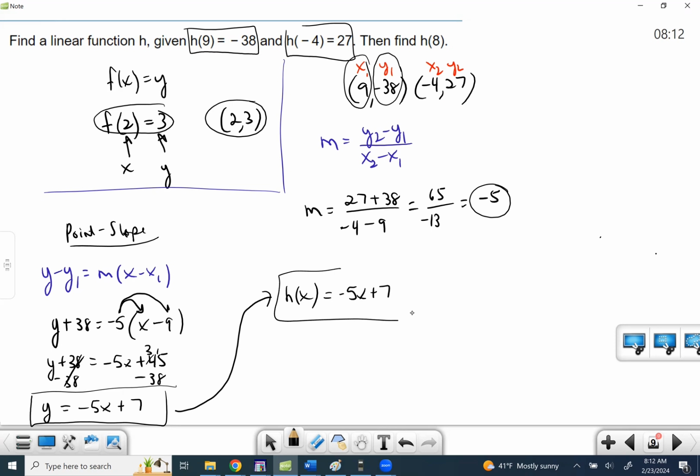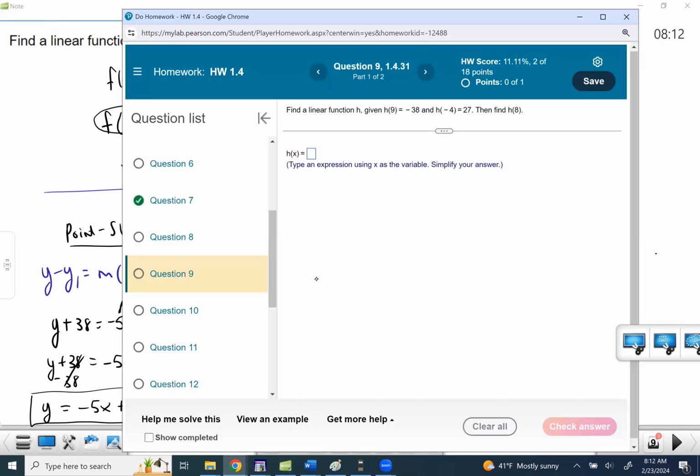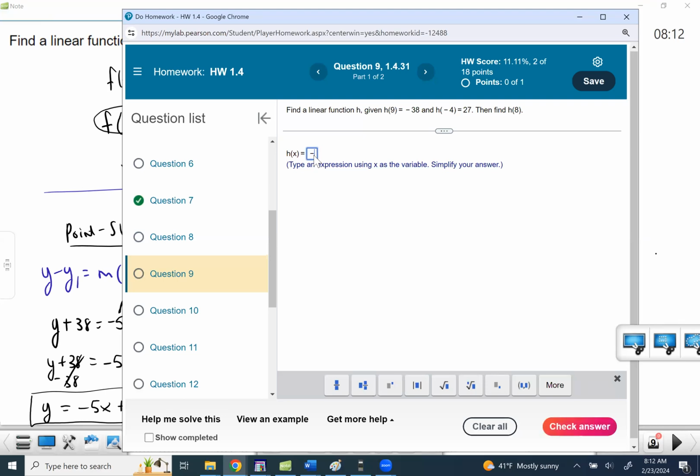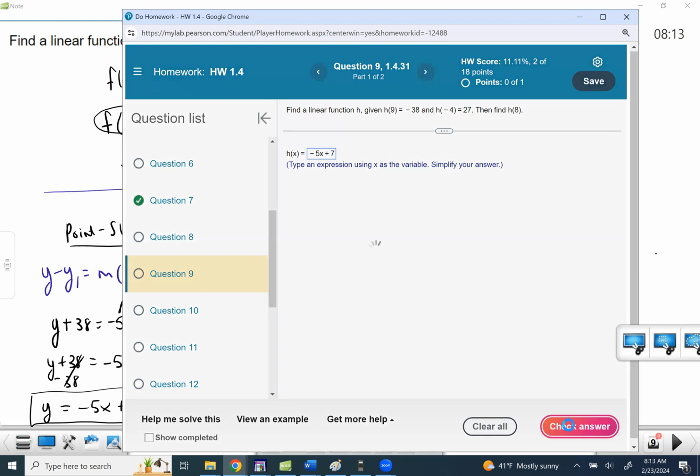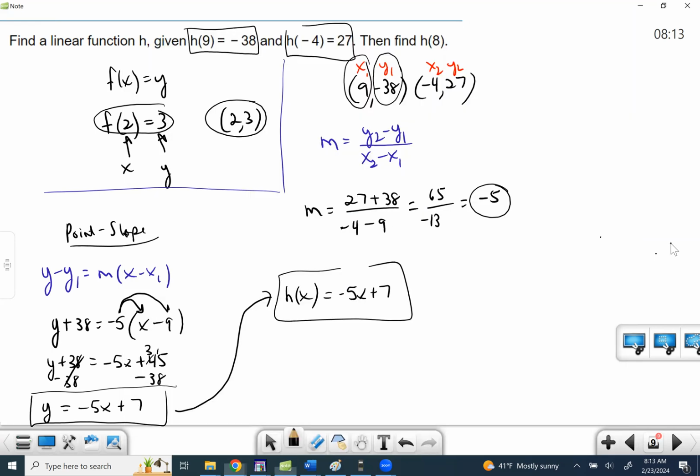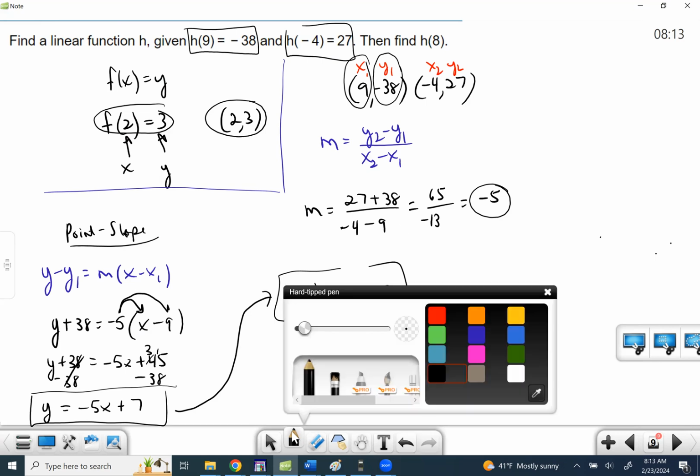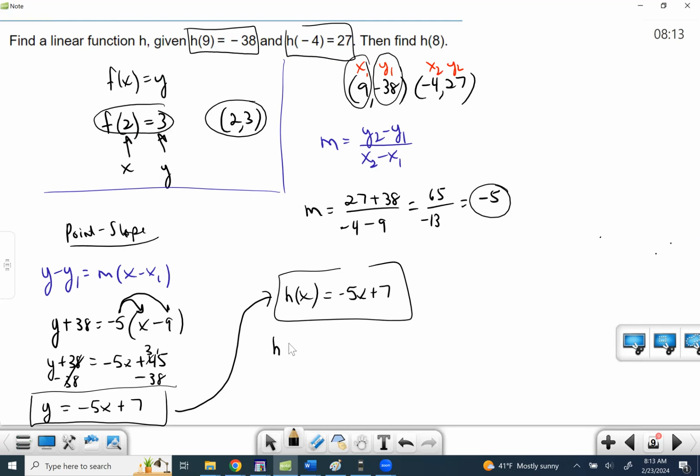Now let's check it before I move on, make sure it's right, and then we'll do the second part of the directions. Negative 5x plus 7. Oh, they already typed the h of x for you. All right, good. Okay, so now for the second part, it says find h of 8. So if we're looking for h of 8, that means that we are going to substitute 8 in everywhere we see x. So let's go ahead and substitute it in.